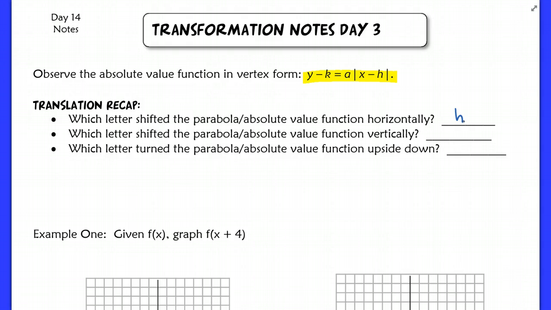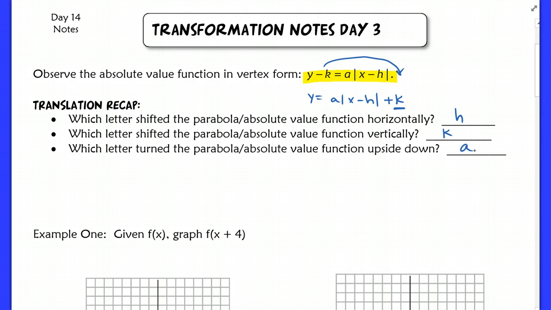The letter that shifts the absolute value function vertically was the k value. Now when we saw our absolute value functions, we had this written where k was on the other side, so it was plus k if I bring it over to the other side. So this number here shifts it up if it's positive and shifts it down if it's negative. The letter that turned the absolute value function upside down was also the same letter that either stretched it or shrunk it, and that was the a value.